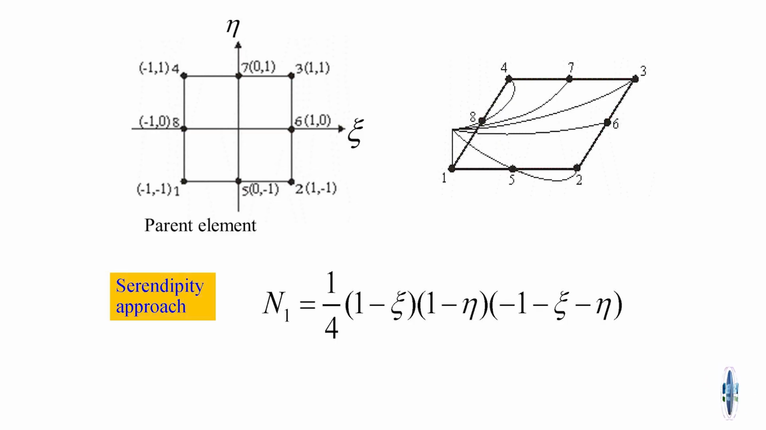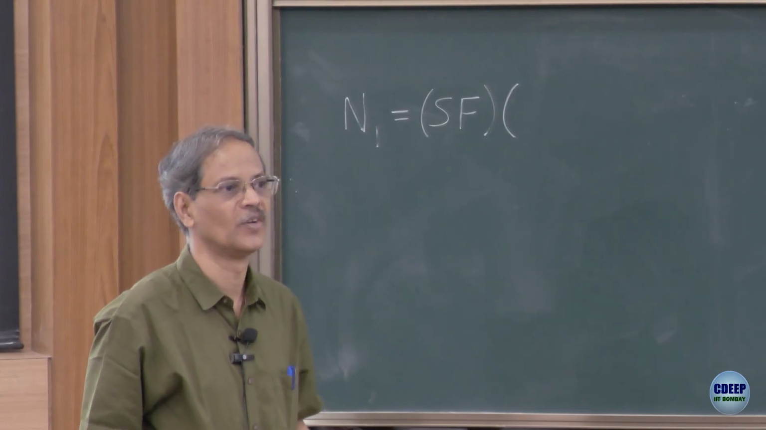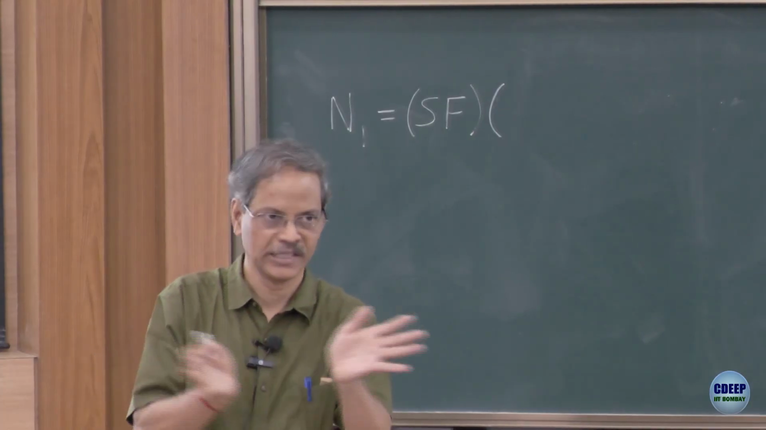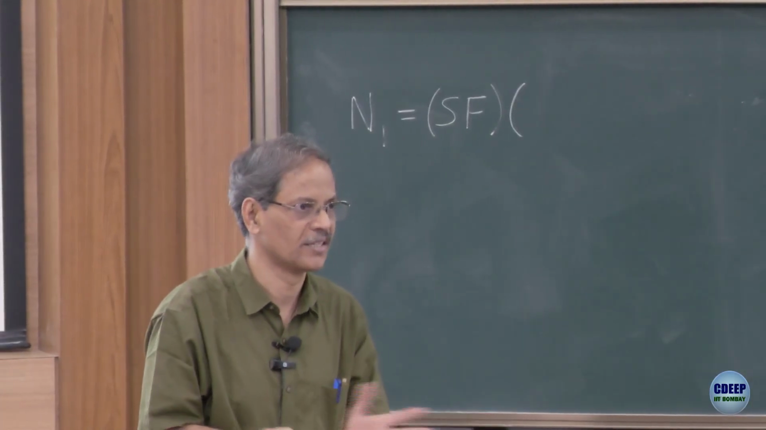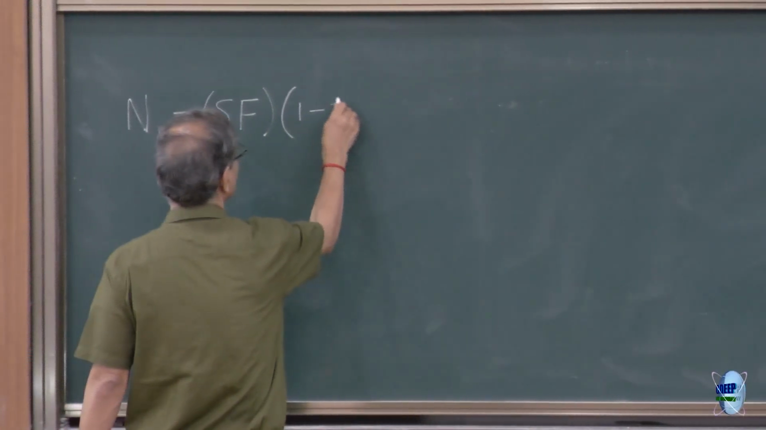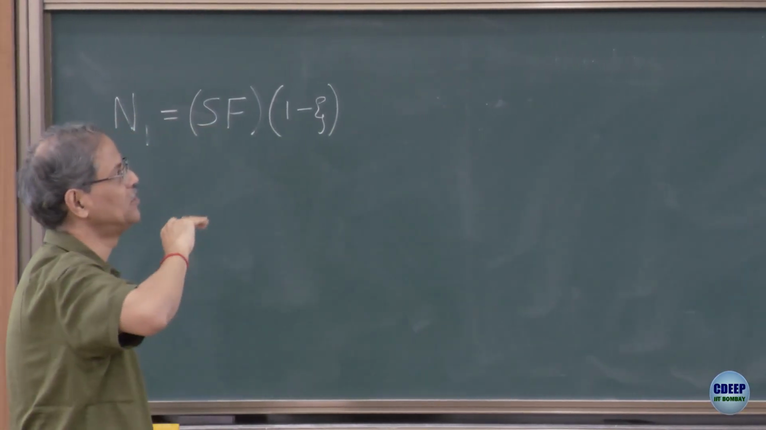So how would you write down N1? N1 would be some kind of a scale factor. I don't know the scale factor yet. What would the other terms be? Square or not, we will see later. It would be a product of some terms, right? What would be those terms? Okay, 1 minus zeta. 1 minus zeta will take care of edge 263.